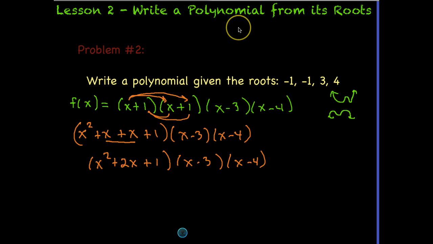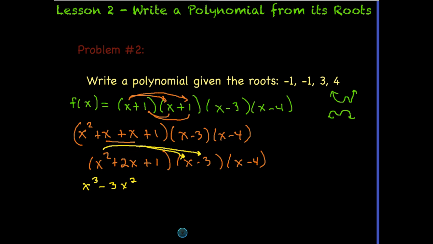Okay, now we have a trinomial multiplied by a binomial. So I'm going to take each one of these terms and multiply it by each one of these terms. So I'm going to do x squared times x, and you can again draw a line if it helps you. We're going to do x squared times negative 3. So x squared times x will give us x cubed, and x squared times negative 3 is negative 3x squared.